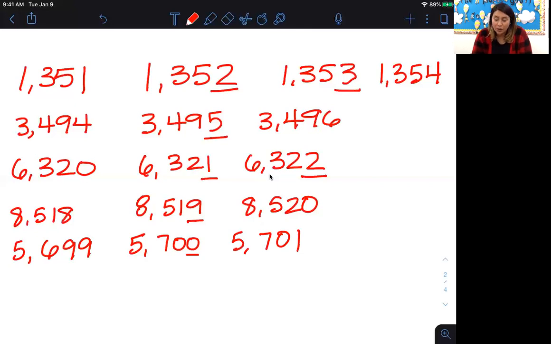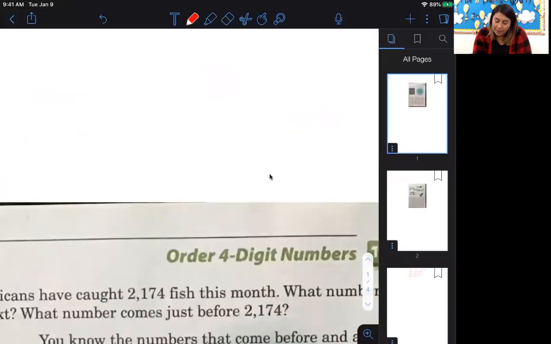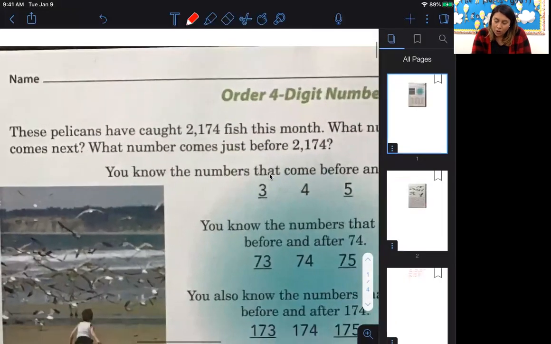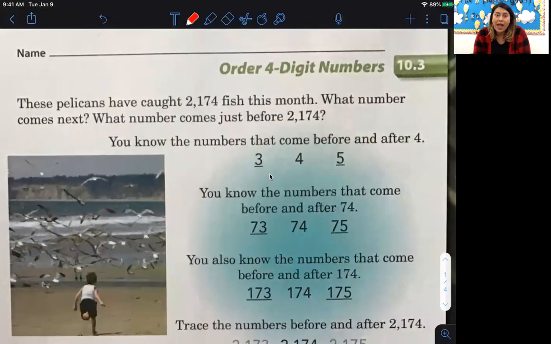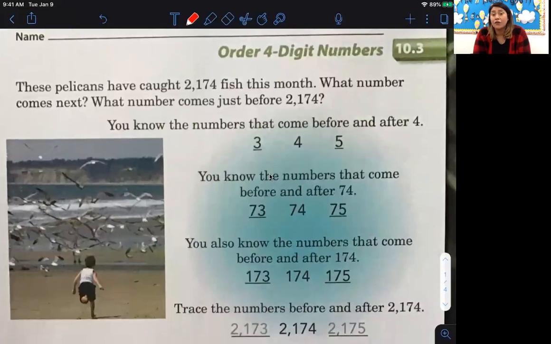Now we're gonna do the real thing on our paper. Are you ready? We're gonna order 4-digit numbers. Put them in order. So you know that the number that comes before 4 is 3, and the number that comes after is 5. So then you know that numbers that come before and after 74 would be 73 and 75, right? Makes sense. So now if we add another digit, you also know that numbers that come before and after 174 would be 173, and then after would be 175.